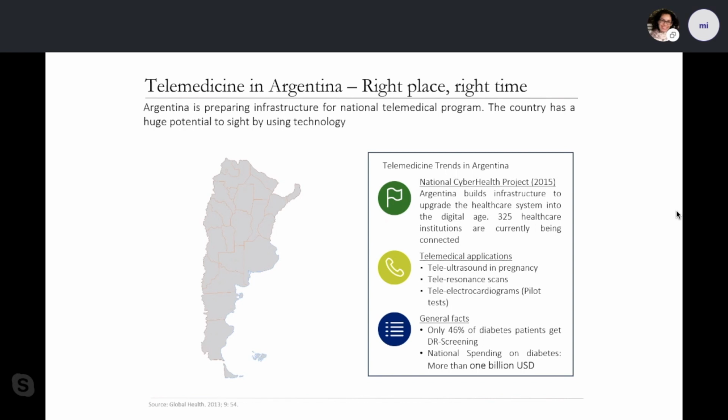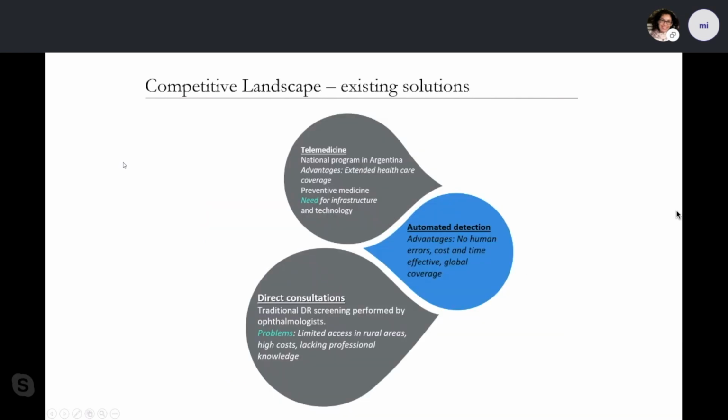We did some statistical math, and the national spending on diabetes is more than $1 billion US, and this could be easily saved and reduced by this project if we can get it. True.